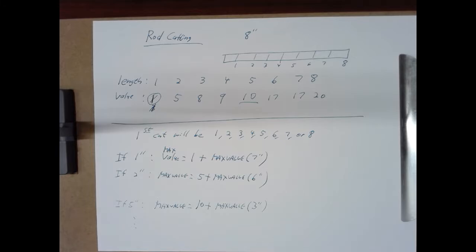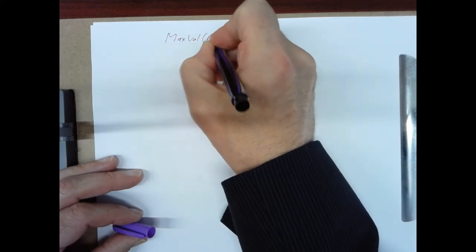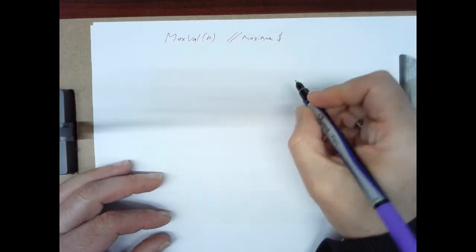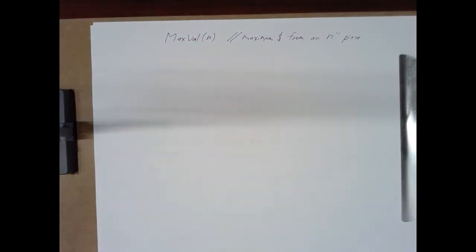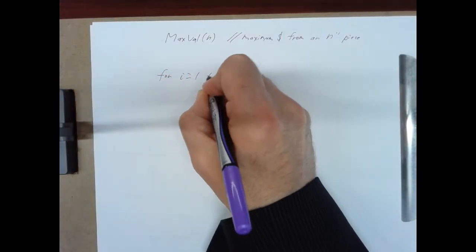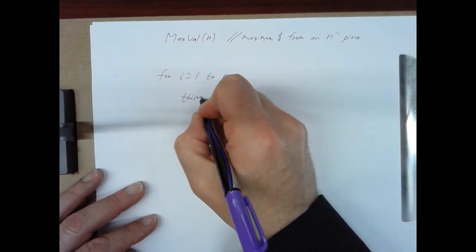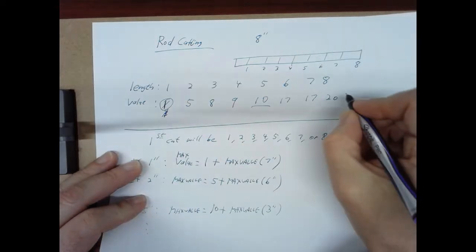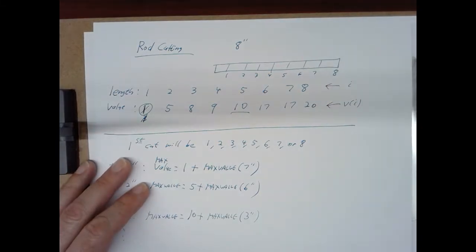So if we wanted to write a function for this, it might look something like this. So MaxVal n, this is the maximum amount we can get from an n-inch piece. So let's loop for all possible first cuts from 1 to n. So this value equals, and let me put some labels on our pricing table. So let's call this v of I, where I is the length. So v is a function that gives us the value of a rod of length I.